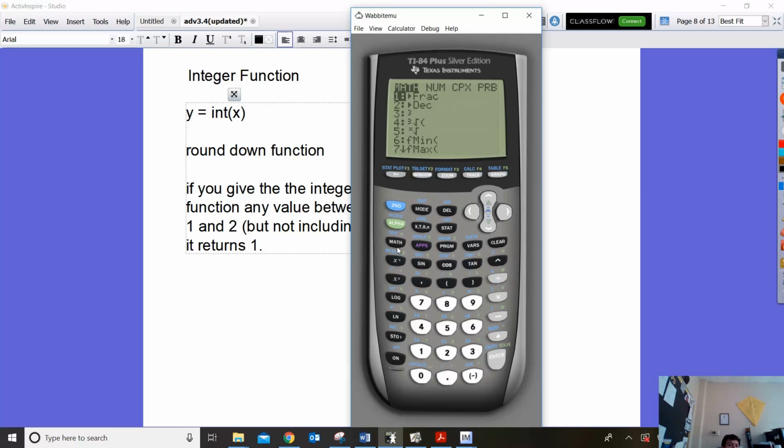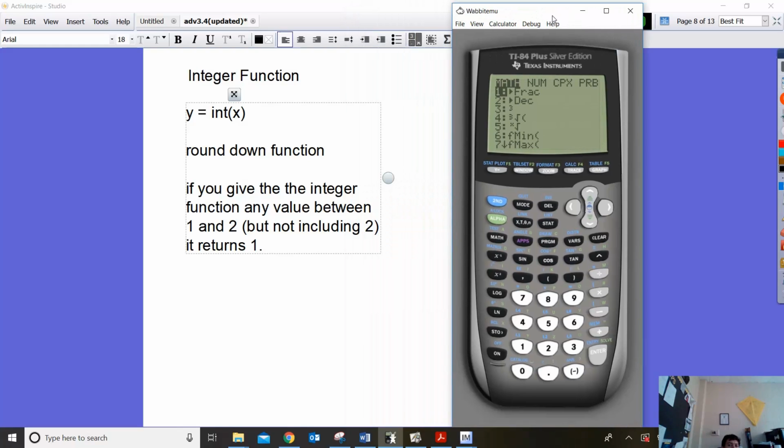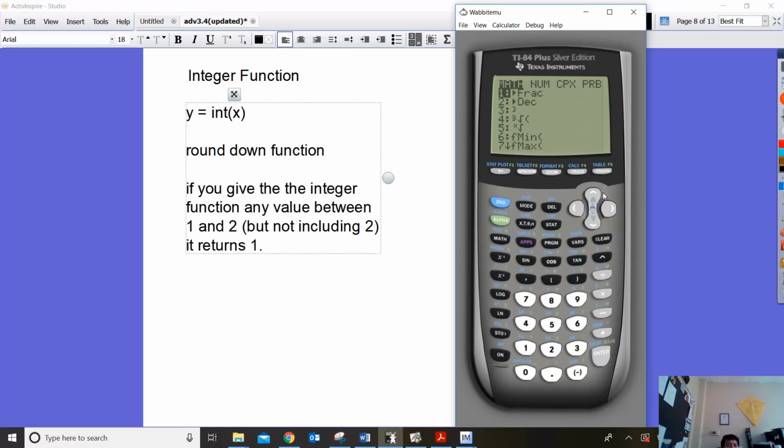If you click the math button on your calculator, and you just arrow over to NUM, not num, number, you'll see it there. It's function 5. Int. You give it something like 3.2, it's supposed to return 3. It just throws away the decimals, all it does. Okay?